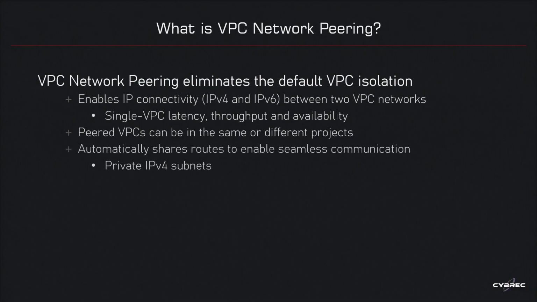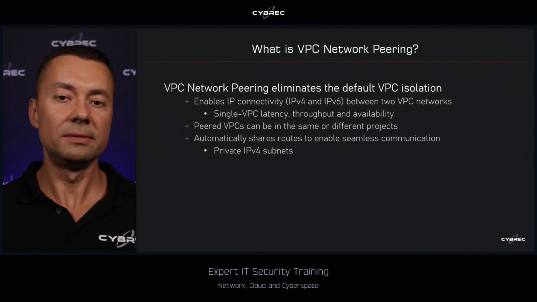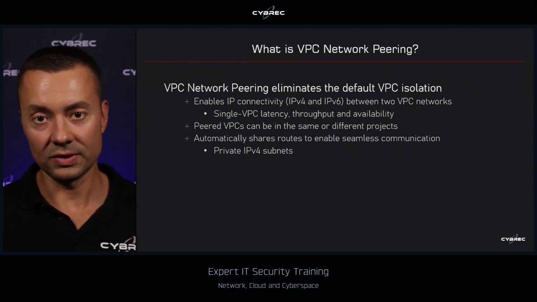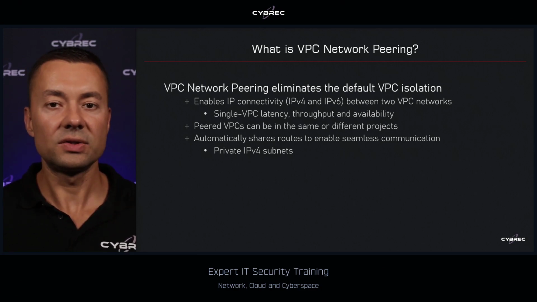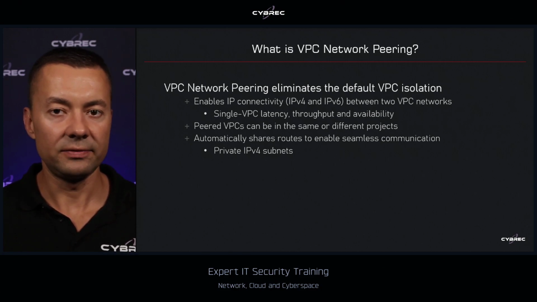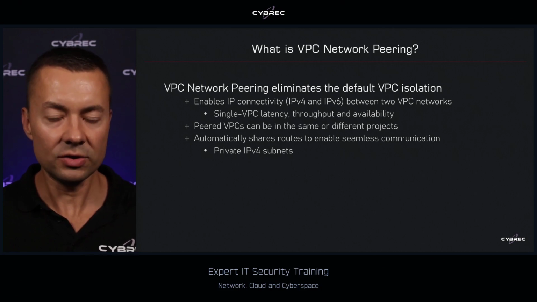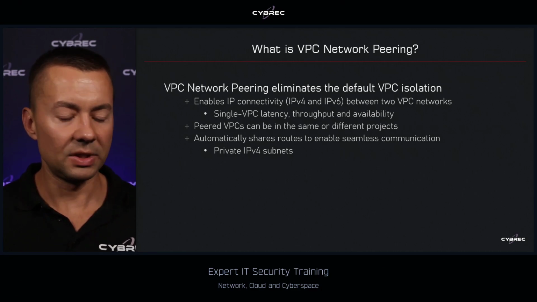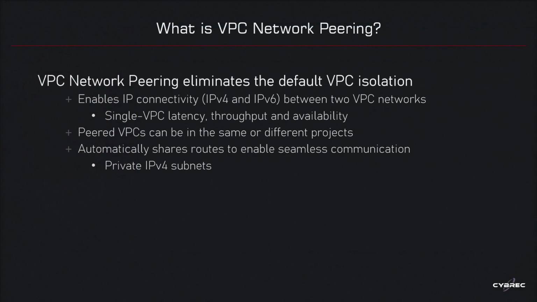One additional thing to remember is that Google Cloud is going to automatically share routes to enable seamless communication. But notice that by default, the cloud is only going to share private IP version 4 prefixes, or just subnets. For instance, if you are using some public IP addresses, they will not be shared or exchanged by default. But there is an option that allows you to configure the exchange of static routes and dynamic routes. This is something that you can configure for the peering.